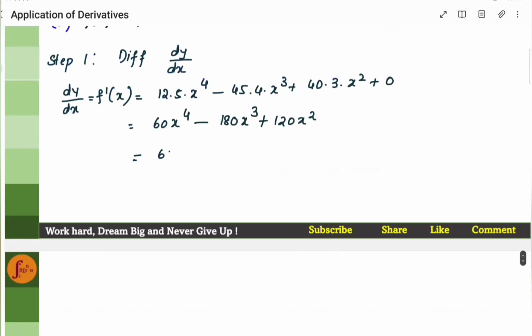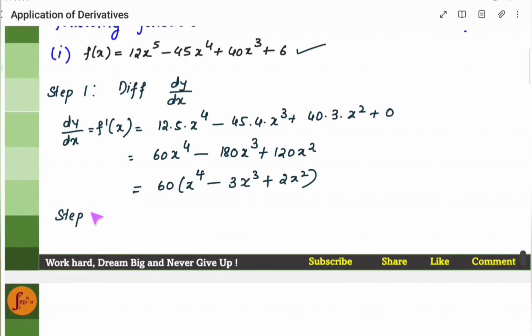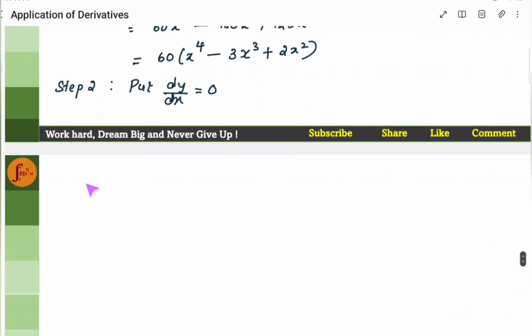So let me take the common factor out, which gives minus 3x cube plus 2x square. Now step 2. What is step 2? Put dy by dx as 0. We'll get 0 is equal to 60 into, we'll copy this thing.